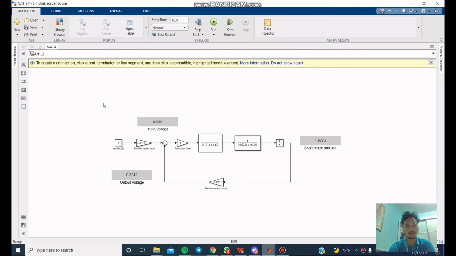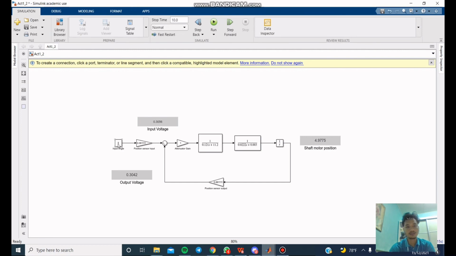So I will present activity 3.3.2. This is the simulation block diagram, and I will present on running the simulation. This is the input angle and the attenuator gain that we need to change, and the variables that we need to observe are these three: input voltage, shaft motor position, and output voltage. This is the value after I have run the simulation for input angle positive 5, attenuator gain 1.